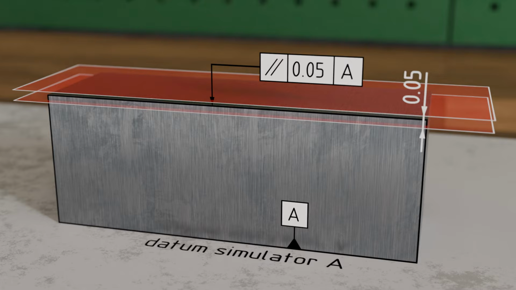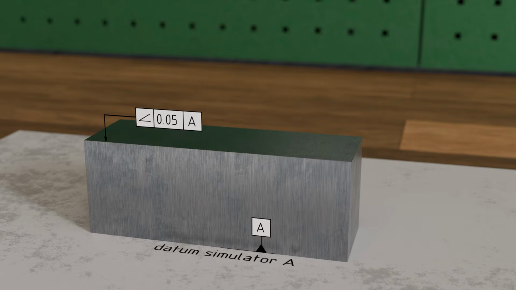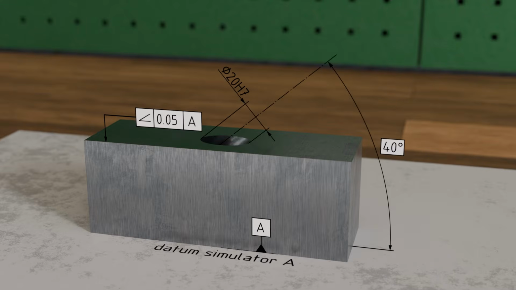Angularity in general, and perpendicularity or parallelism in particular, can be applied not only to actual geometric features but also to derived geometric features. For more on the terms actual and derived geometric features, see the video on form tolerances. Let us consider the illustrated example of a part with an inclined hole. The center line of the hole runs at the theoretically exact angle of 40 degrees to the underside of the part, which is defined as datum A.